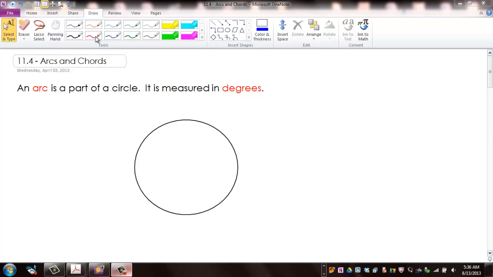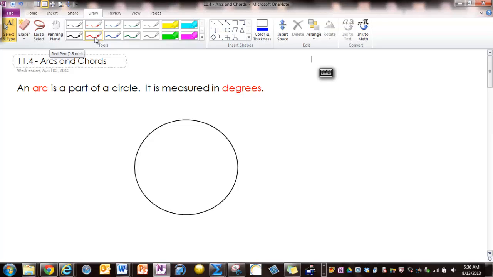Let's begin. An arc is a part of a circle. It is measured in degrees. So here we have a circle, and if I want to show you an arc, I need to name a couple of points on that circle. So let's just say A and B. And then if I trace along the circle from A to B, I have arc AB.